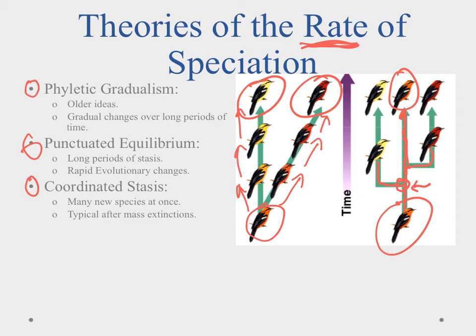So punctuated equilibrium and coordinated stasis kind of sound the same. Punctuated equilibrium is more tied to individual species, whereas coordinated stasis says that there's a lot of species happening at the same time because you have these global mass extinctions and it causes an opening for evolution to occur.